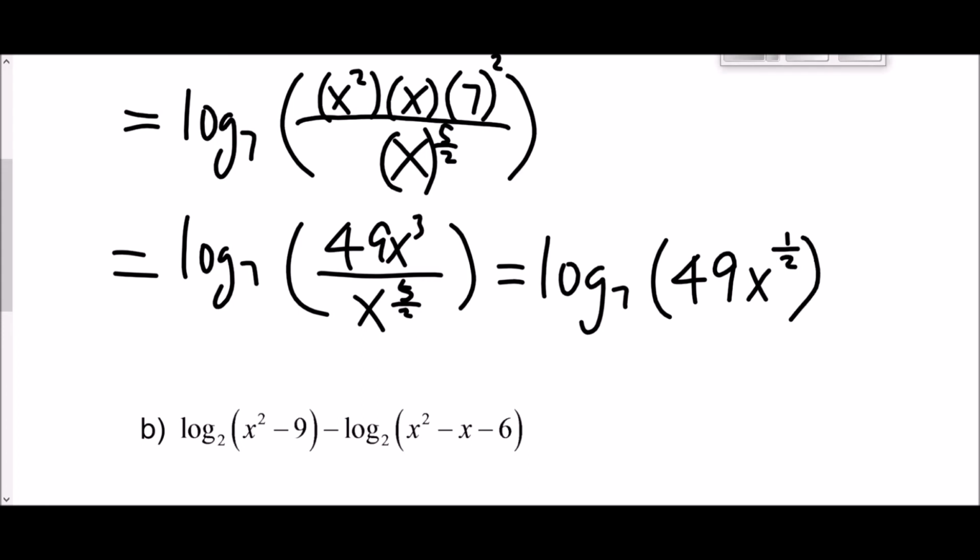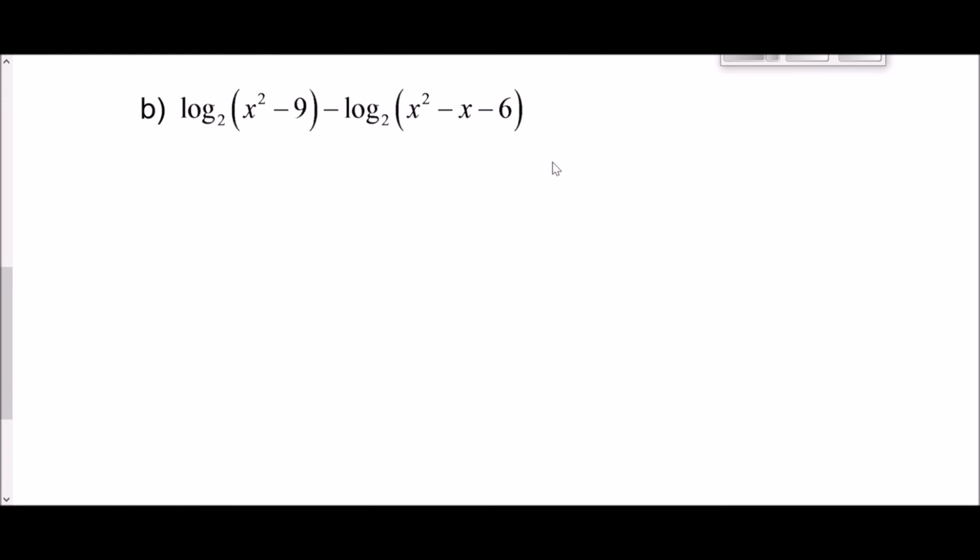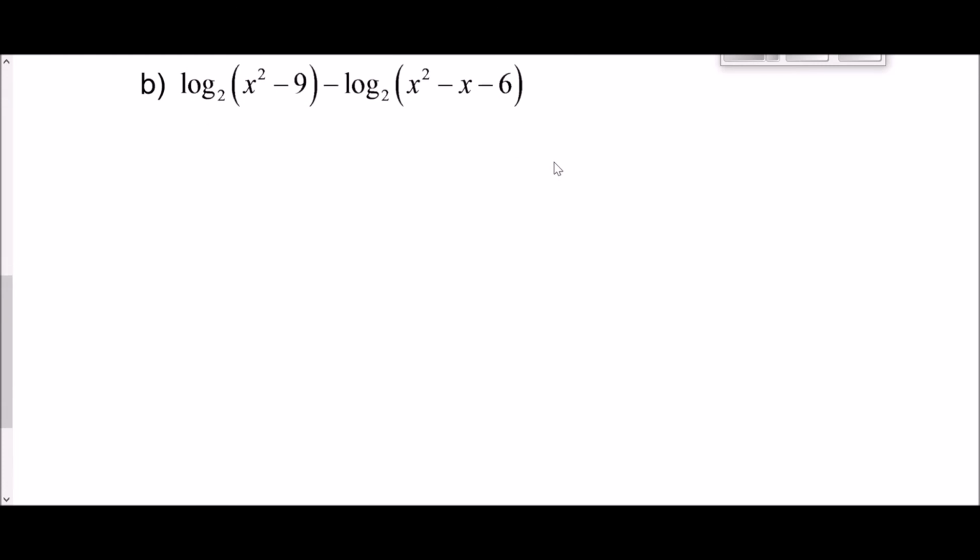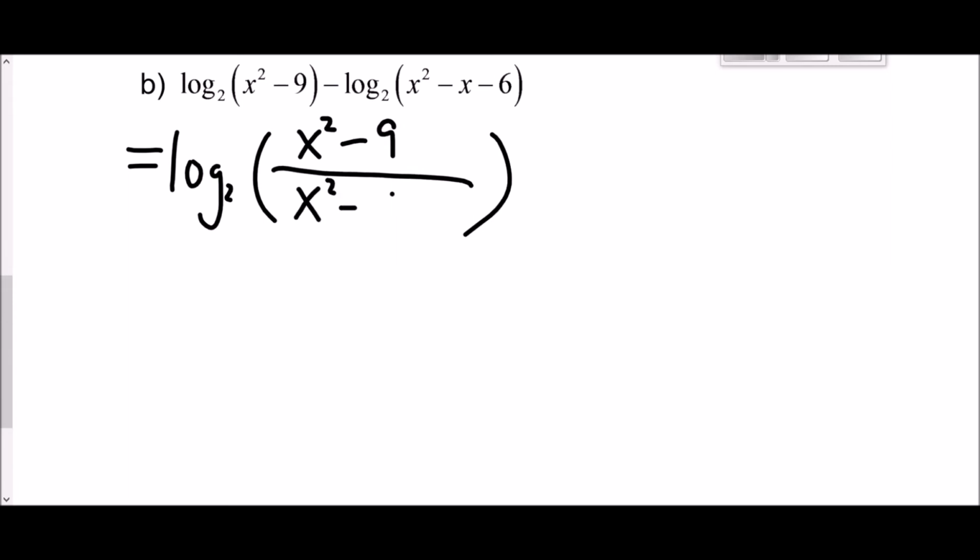Alright, so next one. So if you look at this, same thing here. We have different numbers, different variables. So in this case, we have log base 2 of this minus log base 2 of that. So minus, so that means we can do divide. So log base 2, one big thing, divide. So x squared minus 9 on top, and then on the bottom, x squared minus x minus 6. Okay, now I hope you can see that we can actually do some factoring.